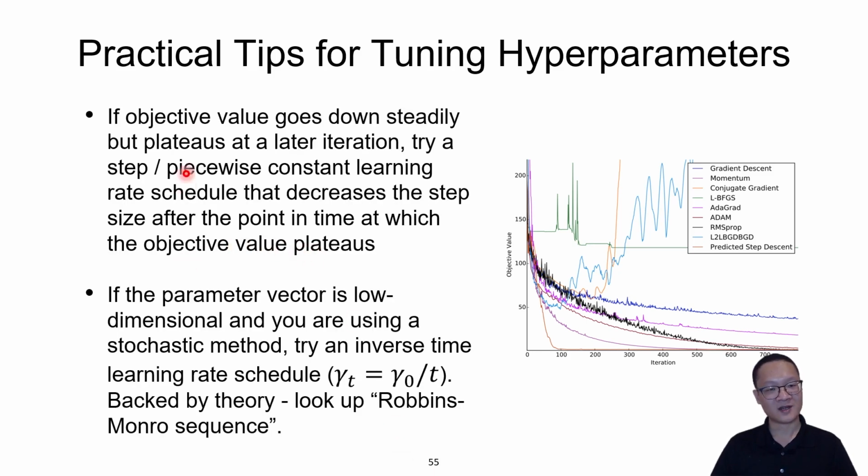Okay, if the objective function goes down and then it stops improving, that means that we may have hit a local minimum. So in this case, we can try some step size in the beginning, and then we can change the step size later when the objective value plateaus.